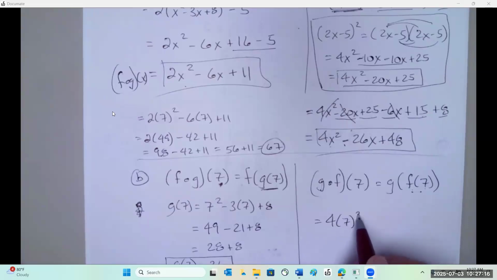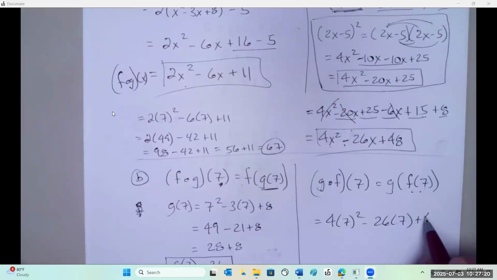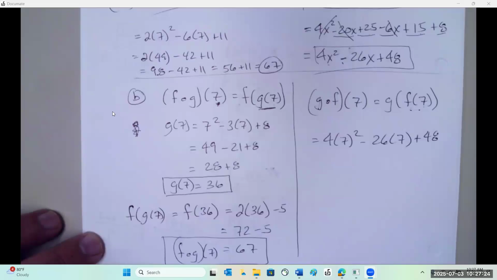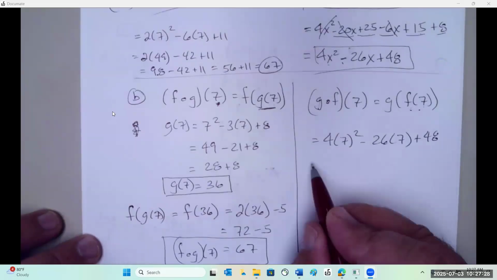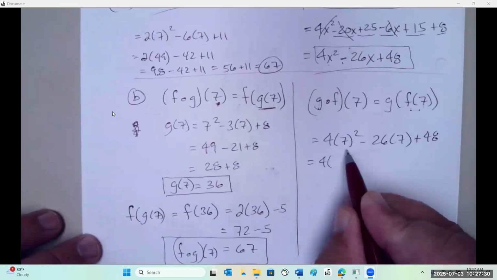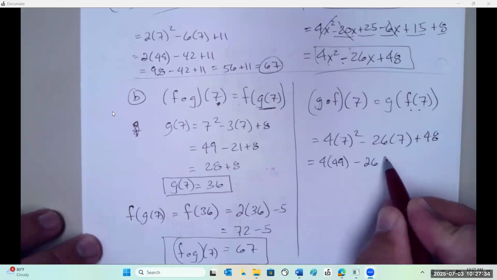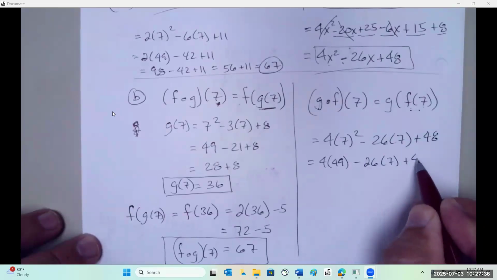4 times 7 squared minus 26 times 7 plus 48. Seven squared is 49. 26 times 7.